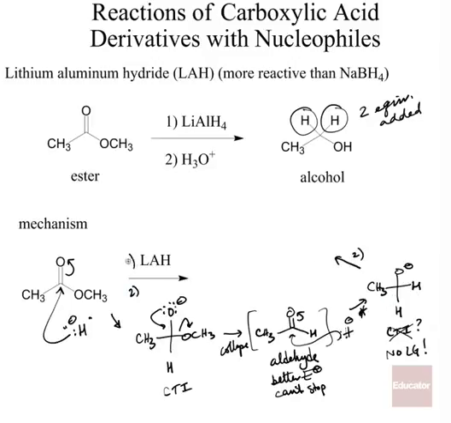We should have the same step 2, H3O plus. So when you do a workup now, we're going to protonate this O minus, and we get our alcohol product, which is what we predicted. We had 2 equivalents of hydride added to the carbonyl. Addition, elimination, followed by a second addition.